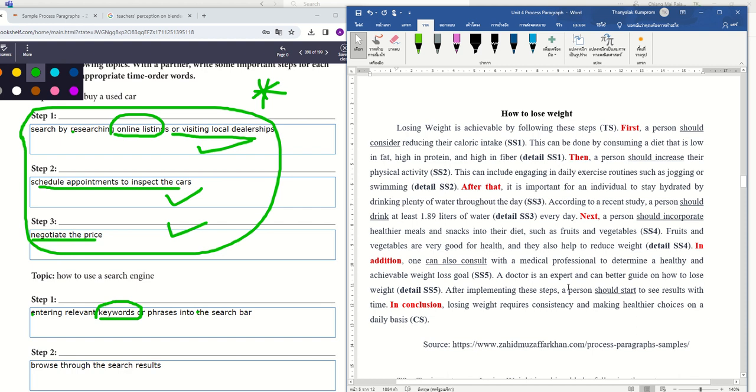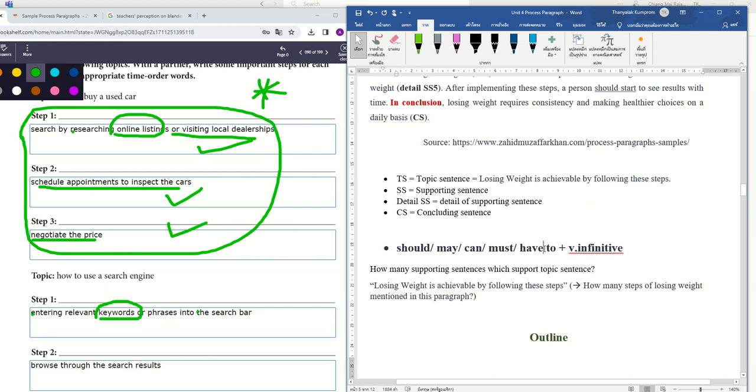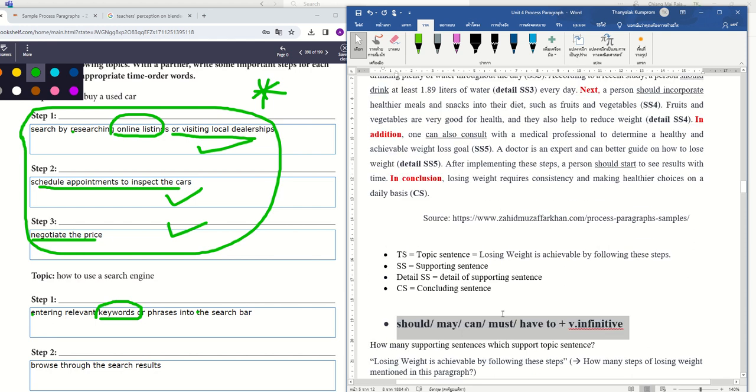When we talk about a process paragraph, we are telling the audience to do something by following the steps, right? So it is also a kind of suggestion or recommendation. That is why the use of should, can, must, and have to can be applied in a process paragraph, and you need to put these auxiliary verbs into your paragraph as well, apart from time order words.